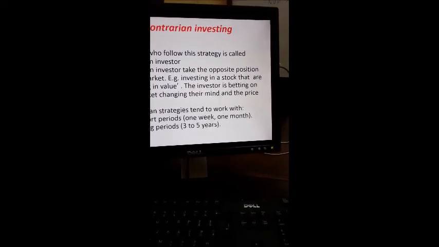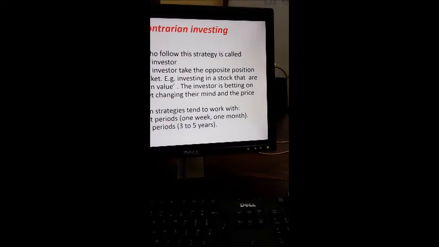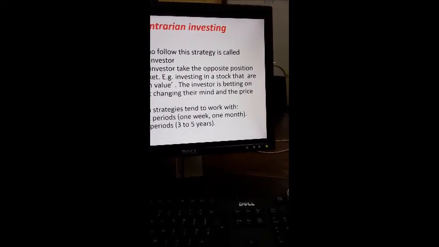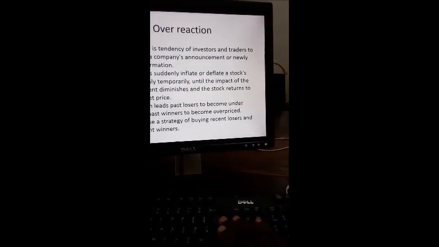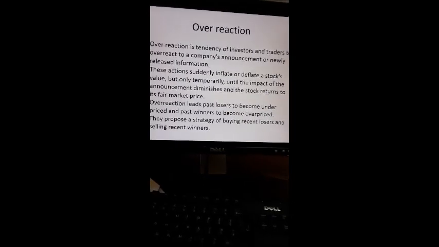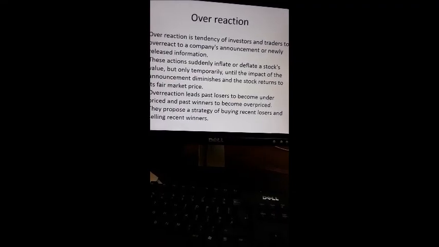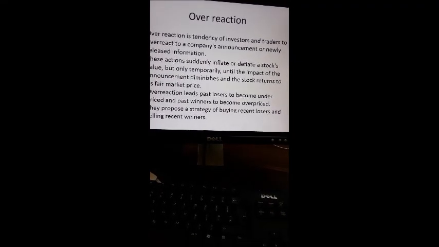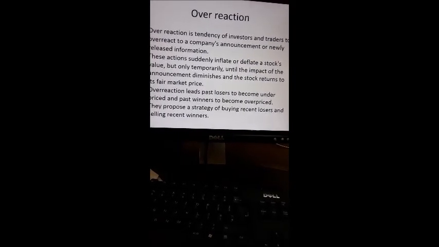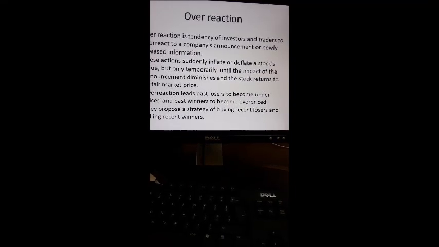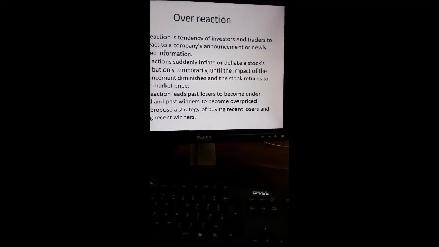So the contrarian strategy tends to work within a very short period or within a very long period. A short period is 1 week or a month, and a very long period is 3 to 5 years. So the contrarian normally moves in the opposite direction. Now, contrarian investors take advantage of the overreaction of investors. Overreaction is the tendency of investors and traders to overreact to company announcements or newly released information. This action suddenly inflates or deflates the stock value, but only temporarily, until the impact of the announcement diminishes.